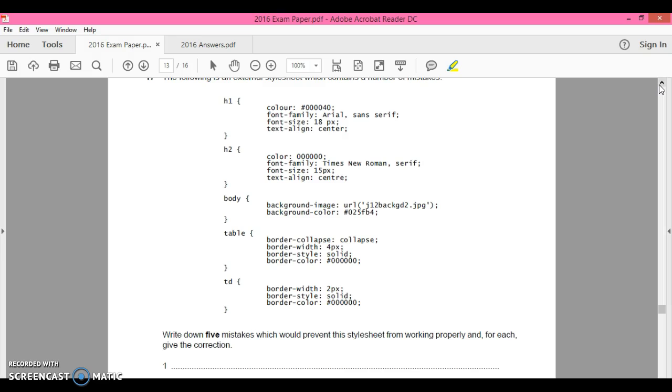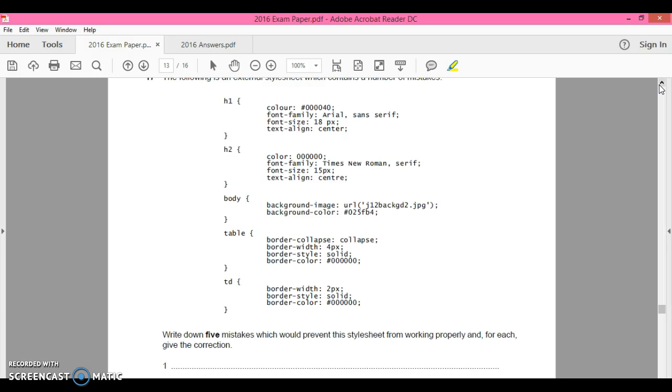So now look for this line by line. For example, if we look in H1, we can see the color has got hashtag 0040. Now, you don't need to look at this scientifically and think, what colour is that supposed to be? It doesn't matter. What we're looking for is, if someone typed this up, the typing errors. So, font family is Arial sans serif. I can already see a problem here, because sans-serif is supposed to have the dash in the middle. Okay. Font size 18px. And text align is center. That looks like it's spelt correctly.